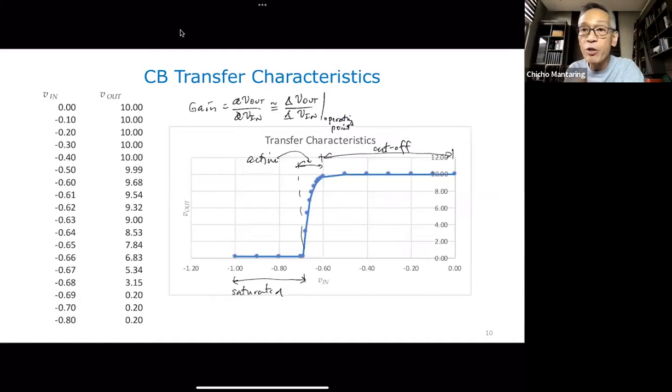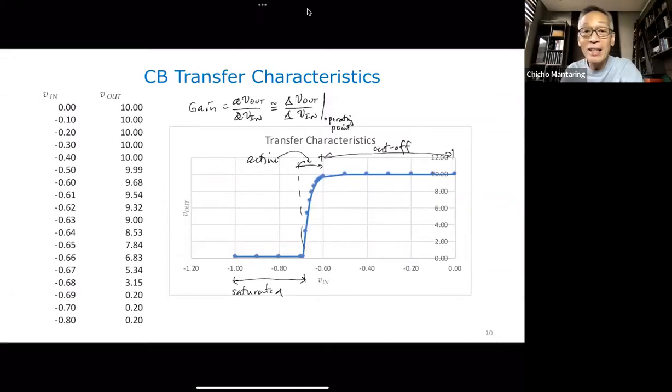Let's talk about the absolute value of the gain. How does the gain compare? Anyone? Is it higher? Is it lower? That's all I want. Is it higher? Is it lower? Is it the same? No one wants to risk a guess.